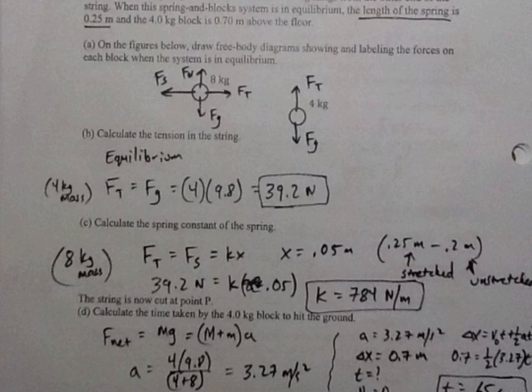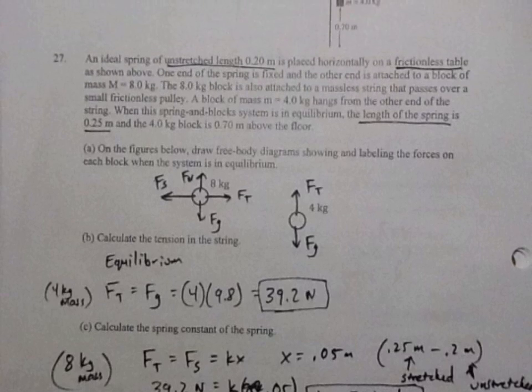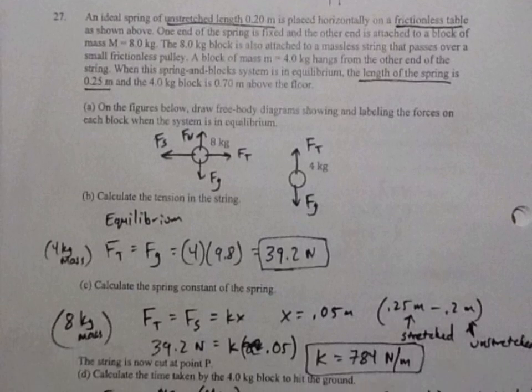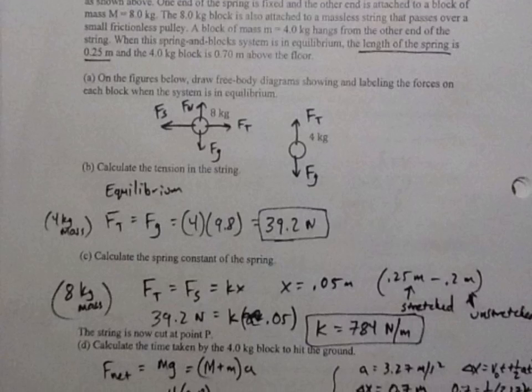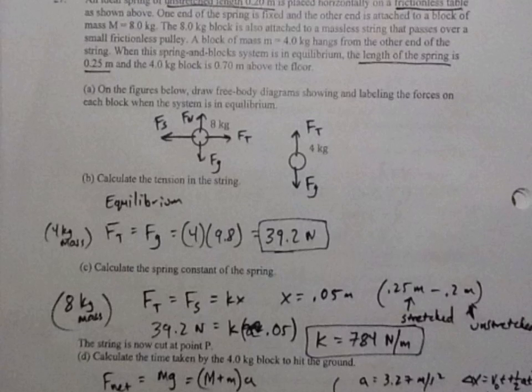And we know Hooke's law. Hooke's law is Fs equals kx. And x, now we've got to be careful. x is the stretch or compression of the spring. In the problem, it tells us that it has an unstretched length of 0.2 meters. And then at the very bottom of that paragraph, it says the length of the spring is 0.25 meters. So we want to look at that difference. Think of it like a displacement. The difference is 0.05 meters. So we use that for x, and we get a k value of 784 newtons per meter.